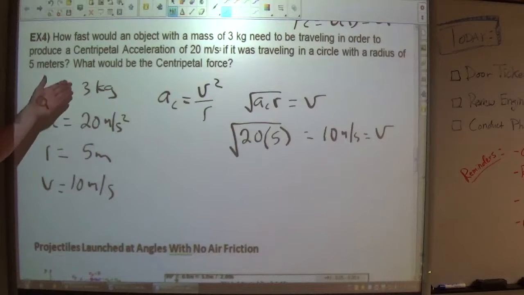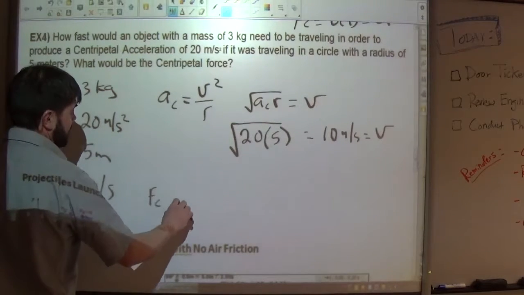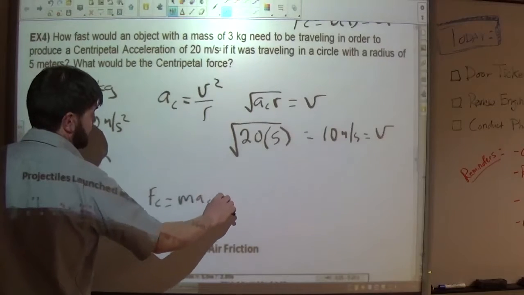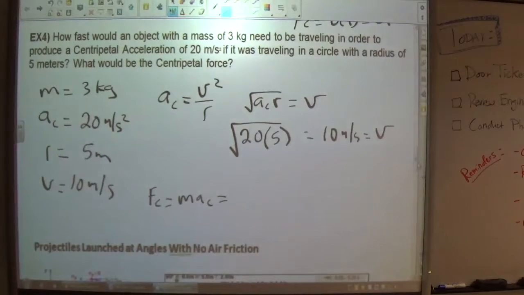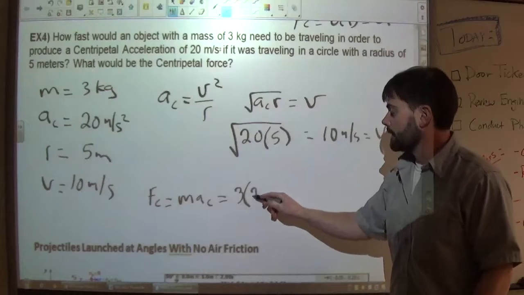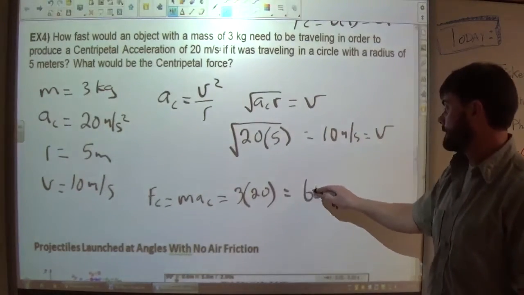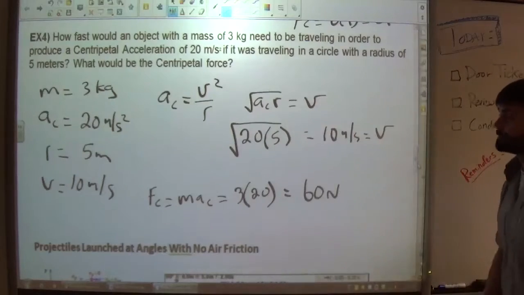The second part is asking us to figure out a centripetal force, and force centripetal is equal to mass times acceleration centripetal. So we already know the centripetal acceleration is 20, and we know the mass is equal to 3. So I'm going to simply put in the 3 kilograms, and I'm going to put in 20 meters per second squared, which is going to give me 60 newtons.